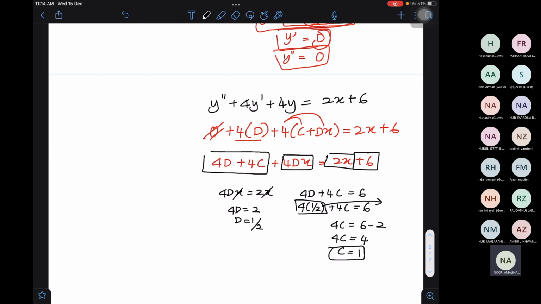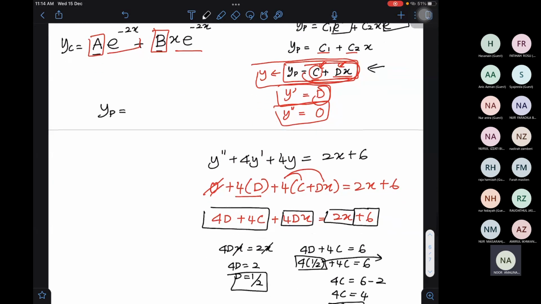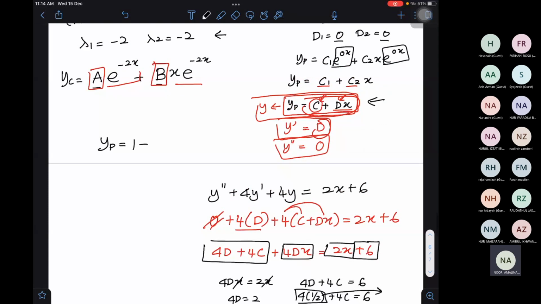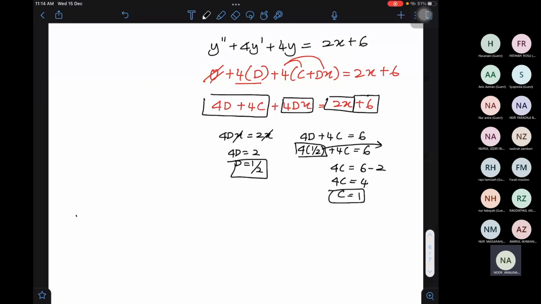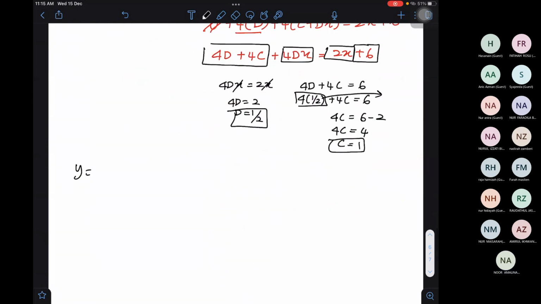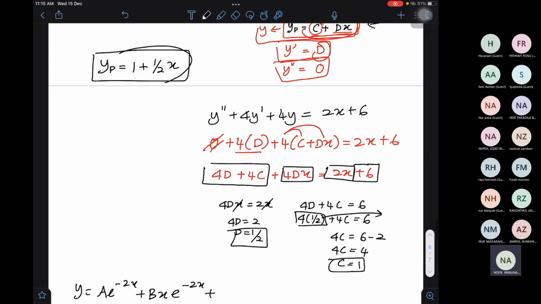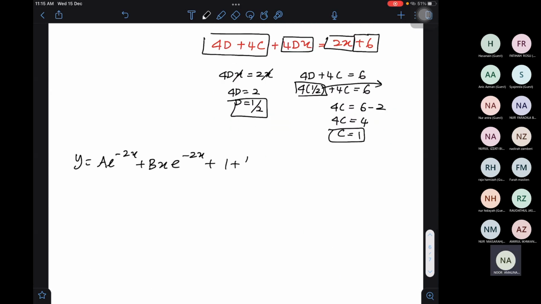So you have your C sama dengan 1, your D sama dengan half, masukkan dalam YP. So you will get your YP equal to 1 tambah 1/2x. So inilah YP you. Okay, so what is your general solution for your non-homogeneous? It's a combination of your YC. Your YC is this one, A exponent negative 2x plus B x exponent negative 2x, tambah dengan YP, adalah 1 plus half x. So inilah dia kita punya solution.